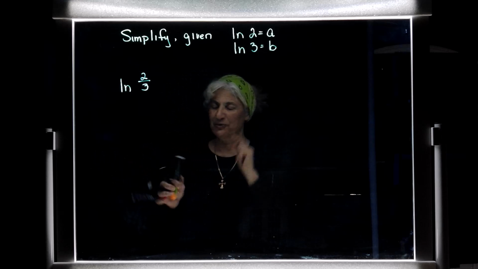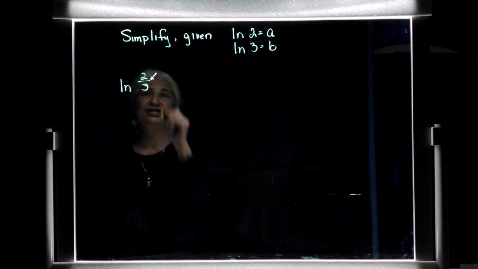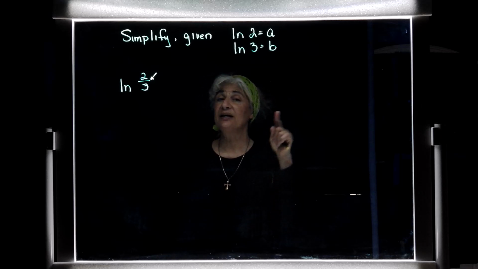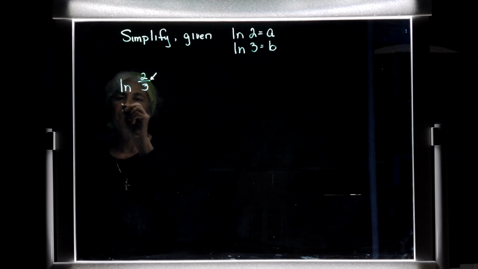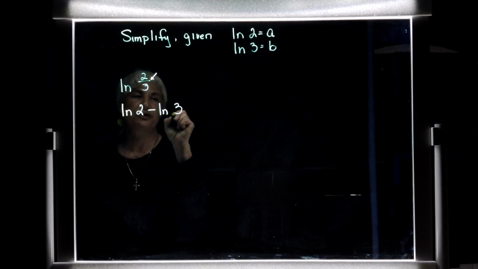Ah, very good. You remember the property. One of the properties says when you have division, it will downgrade to a subtraction problem. So tell me what to write. What are you thinking? The natural log of 2 minus the natural log of 3.